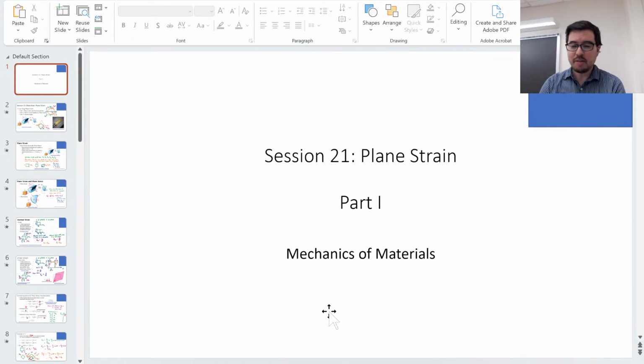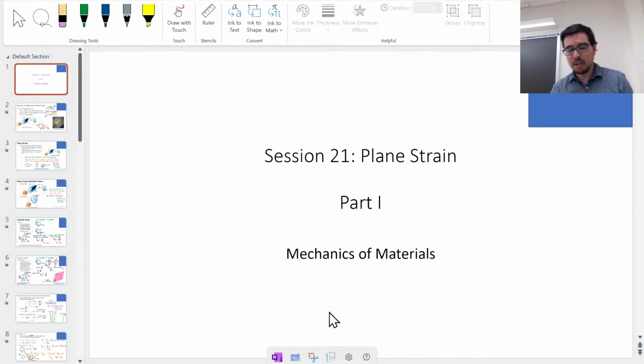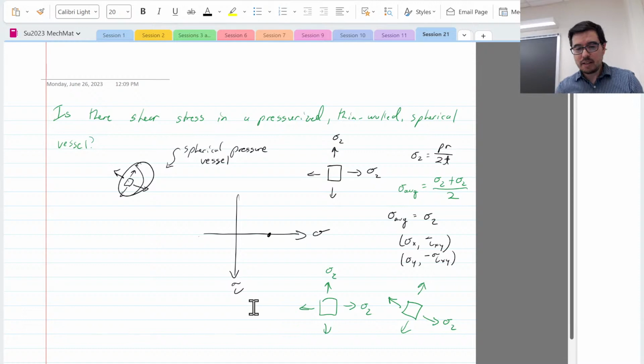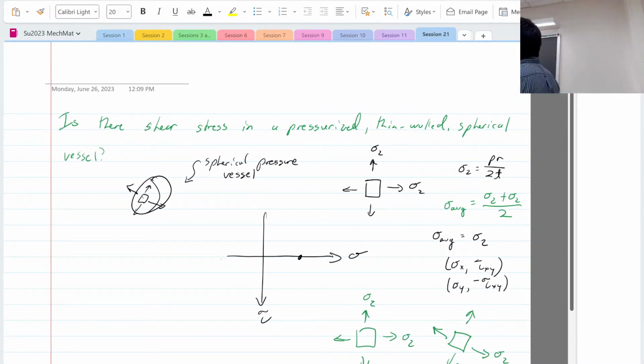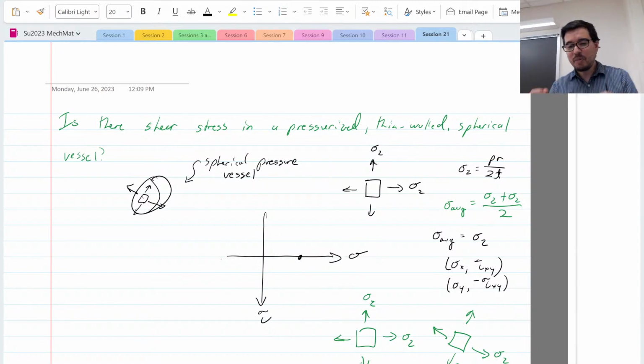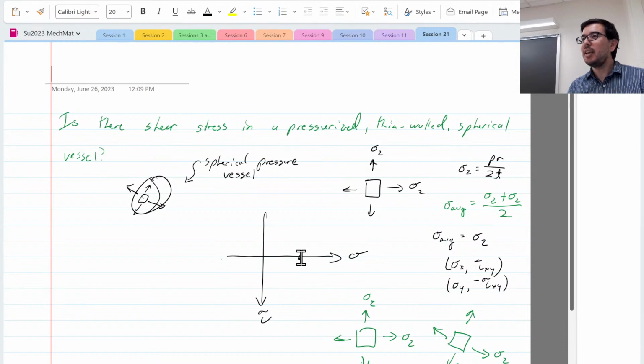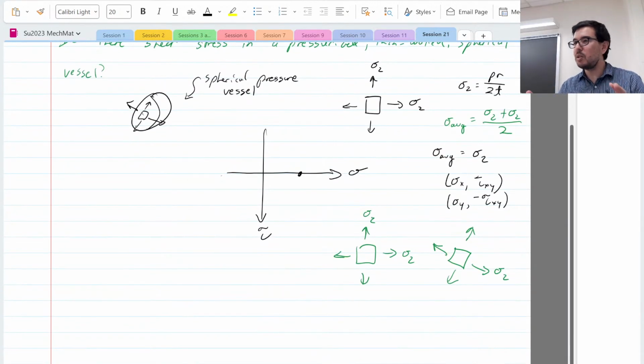Before we discuss plane strain, I'd like to point out something that came up in the chat about this problem. We've had multiple discussions in the group about the spherical pressure vessel. What is the max shear? The max in-plane shear is 0, and we said it's a dot. But after our discussion yesterday, the out-of-plane absolute max shear is not 0, and I think I glossed over that a little too quickly.